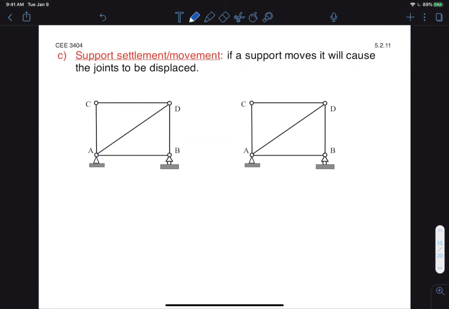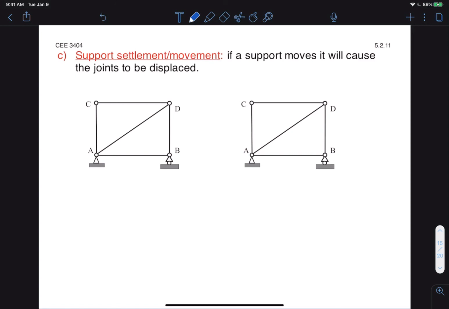Okay, one more cool thing you can do with virtual work, and that is account for support settlements. So it's very common in structures that are supported by soil or other movable foundations that supports can move and settle over time. And so virtual work gives us a tool to calculate the resulting loads and deflections due to support settlements at a particular location.